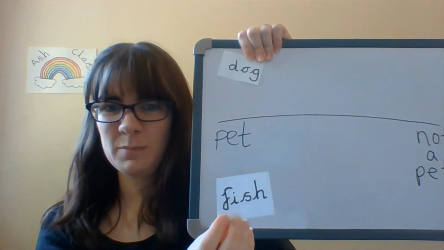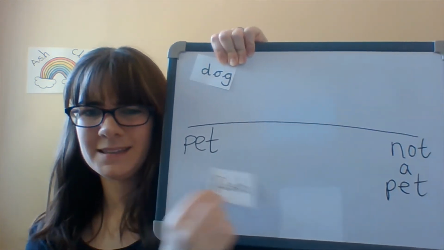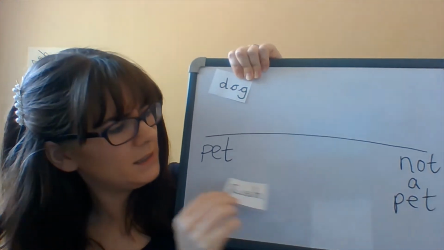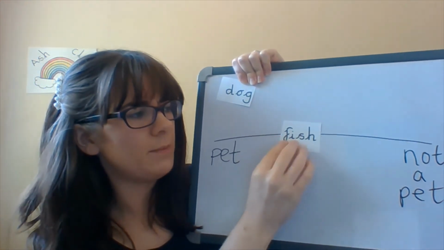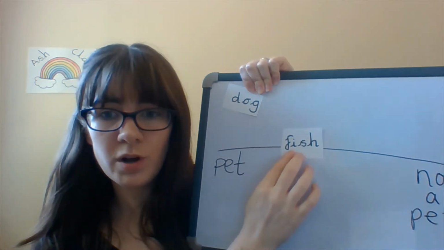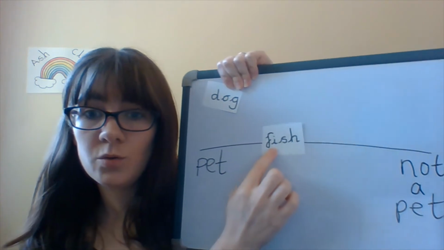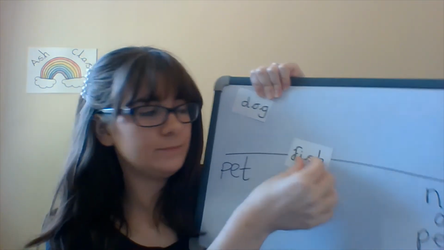I don't think those are pets, but they're fish. So sometimes a fish can be a pet and sometimes it's not a pet. I'm going to put it somewhere in the middle, maybe more towards there, because I know that goldfish are really good pets. I'm going to put it about there. There's no right or wrong answer for where to put it. So where you put it on your line depends on your thinking and your ideas.